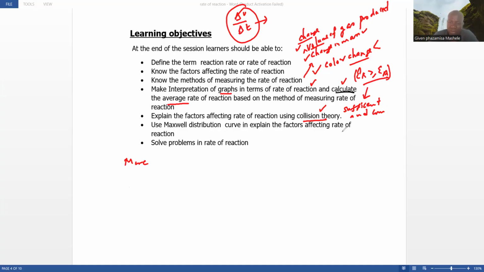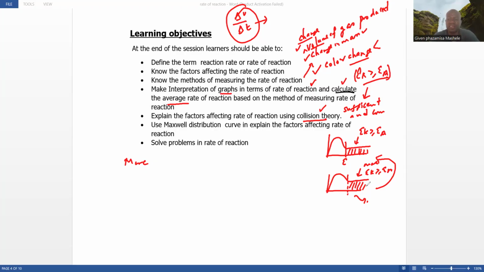And we also went through the Maxwell distribution curve. The bigger the area where the kinetic energy is greater than the activation energy, the faster the reaction. So we look at the area. This is where the kinetic energy is greater than the activation energy, Ea. But if we were to have something like this, we look at the area. It means more particles have sufficient energy here, and if more particles have sufficient energy, the reaction will be faster in this one than in that one. So I believe you guys are following.